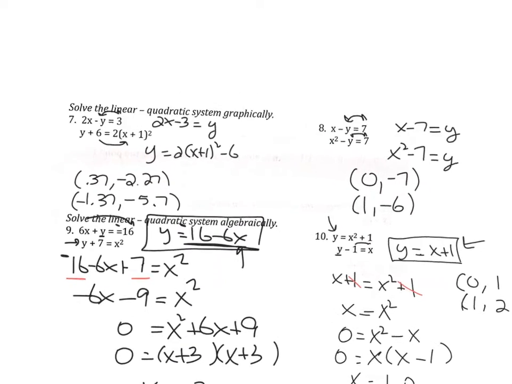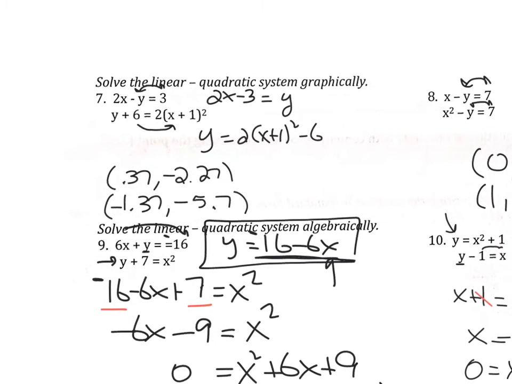7 and 8 are calculator problems. On number 7, you got to get y by itself. So what I did is I switched places with the y and the 3. This one I moved the 6 over, then it's -6. Then you plug both of those into your y1 and y2.